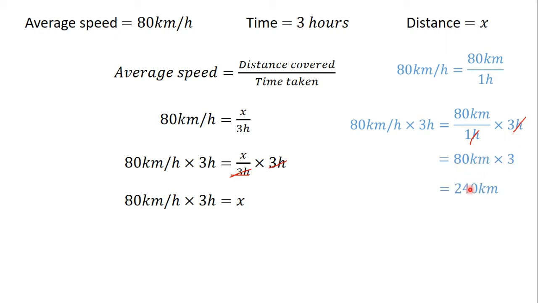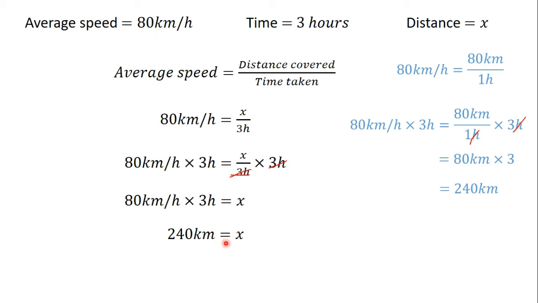80 times 3 will give us 240. So 80 kilometers times 3 will give us 240 kilometers. So x is equal to 240 kilometers. Remember that in an examination, you don't have to do this. I did this here to explain to you how the units cancel each other out.